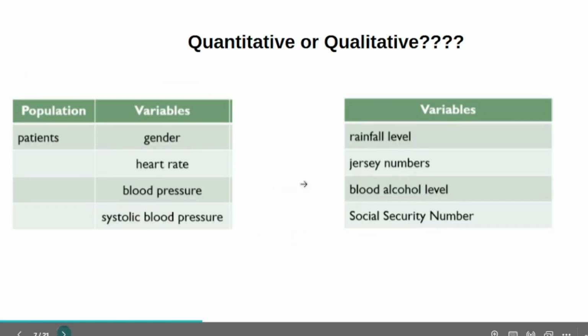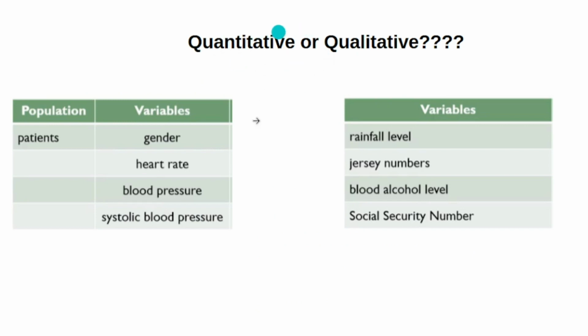Now, here is a small challenge to help you differentiate between qualitative and quantitative data among the variables that have been presented. Just think for a while about the variables gender, heart rate, blood pressure and systolic blood pressure. Gender is qualitative data because it is categorical in type, which represents either male or female. Whereas the heart rate is numerical in nature, so it is said to be quantitative data.